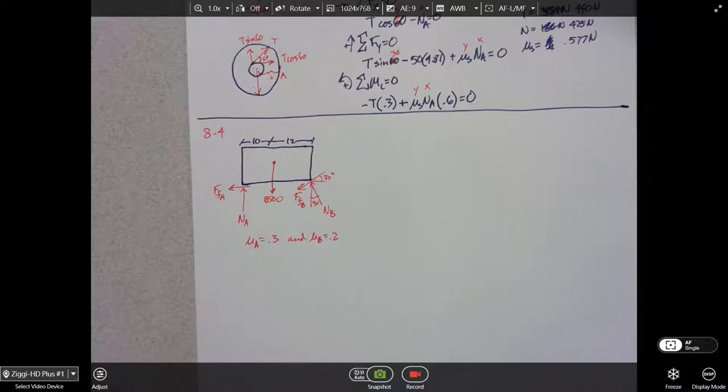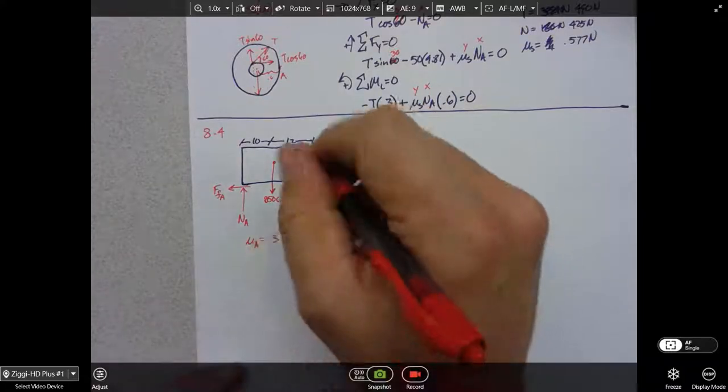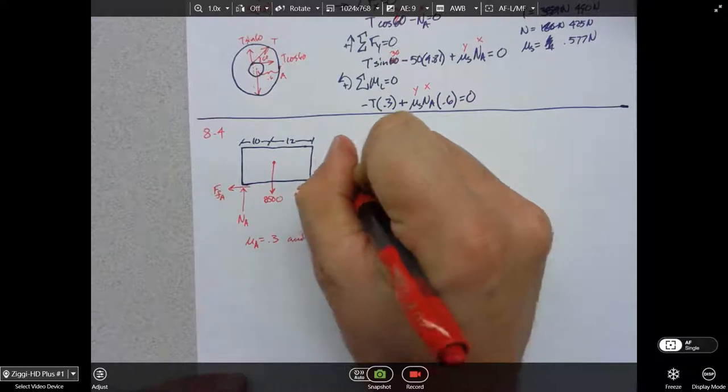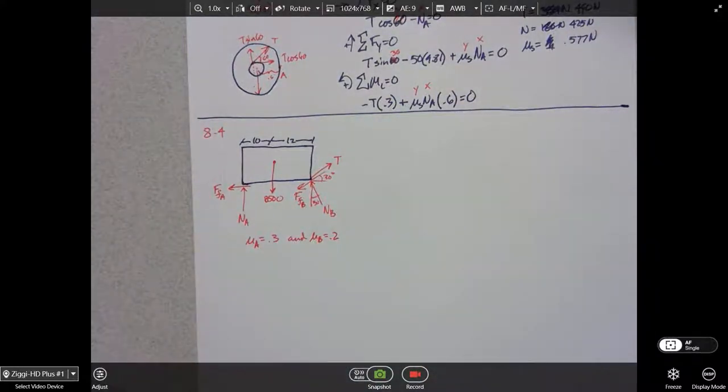Yeah, we should probably add the tension in the cable. That'd probably be a good thing. Right, because that's what we're asked to find, the force required to start moving this guy up the ramp. Right?